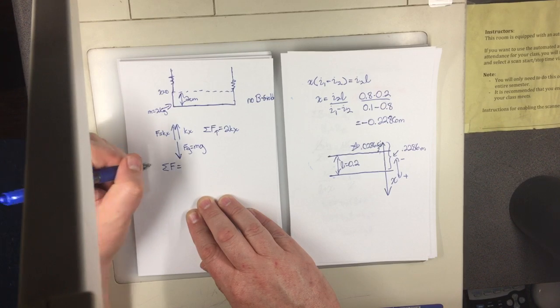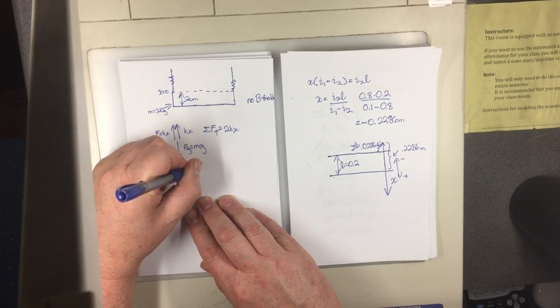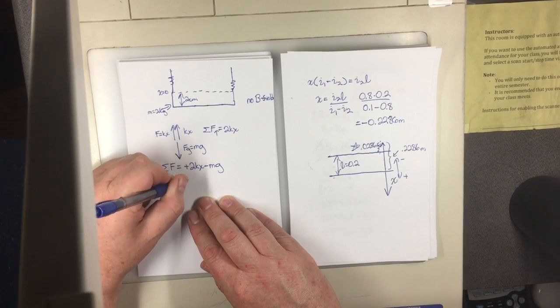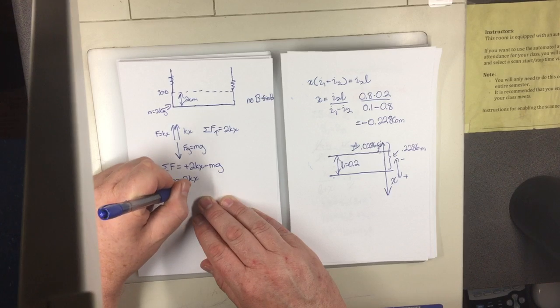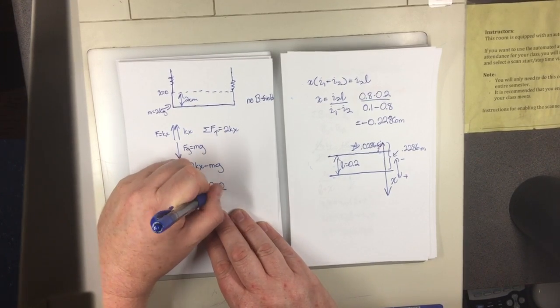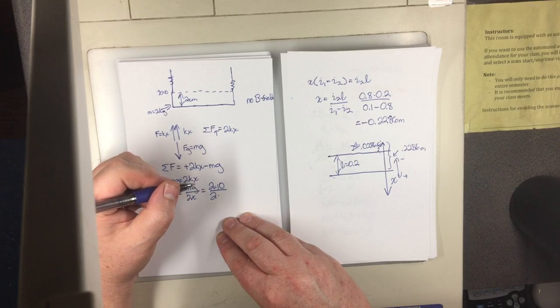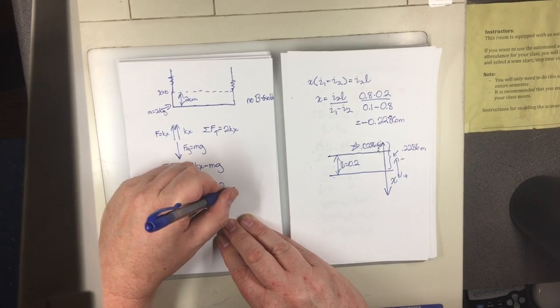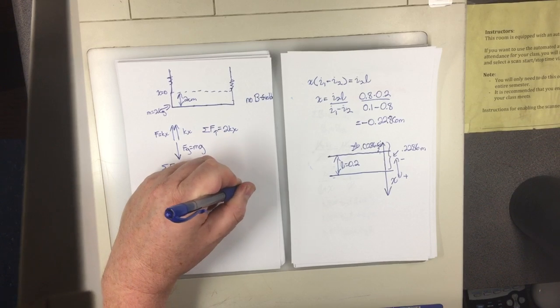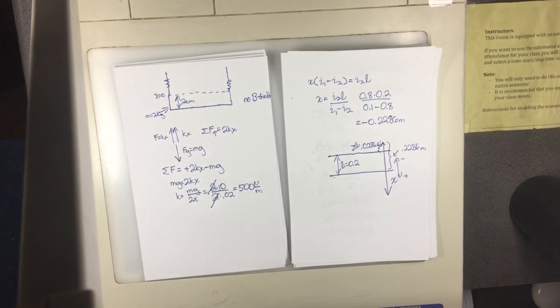And that means that there is a positive 2kx up and a minus mg down, which means that mg is equal to 2kx, or k is mg over 2x. The m is 2, g is 10, 2 and x, 0.02. Which means that the k constant is 500 newtons per meter. No, let's hold on. Let's do the calculation. 500, yes, I did the math. So that's the spring constant.